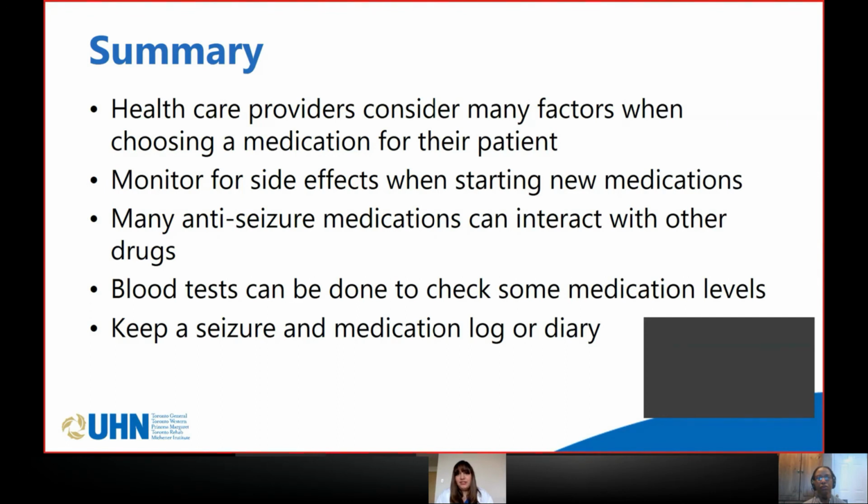Many anti-seizure medications can interact with one another, so it's important to let your team know of any changes to your medications. Blood tests can be done for some medications, and if you are asked to do one, it's best to try to do it as close as you can to the next dose that you're supposed to take. And then it's important to keep a seizure diary or log to help keep track of changes to your medications and how you're feeling with those changes in terms of seizure control as well as side effects.